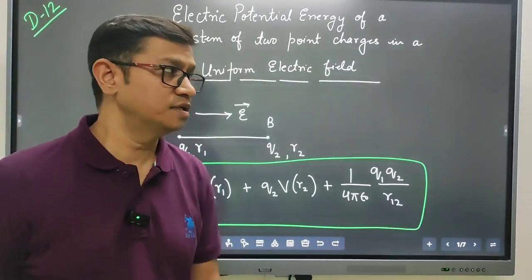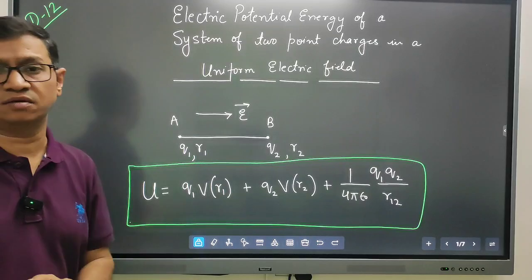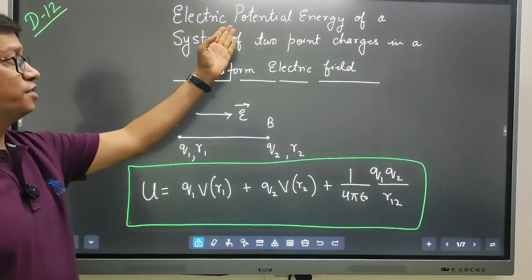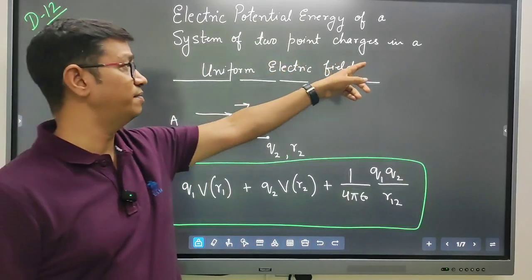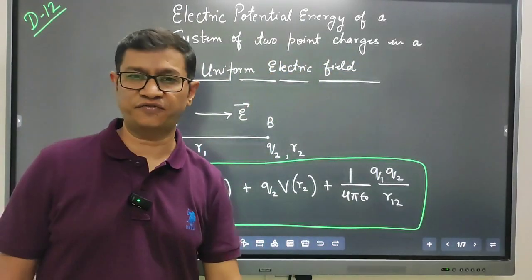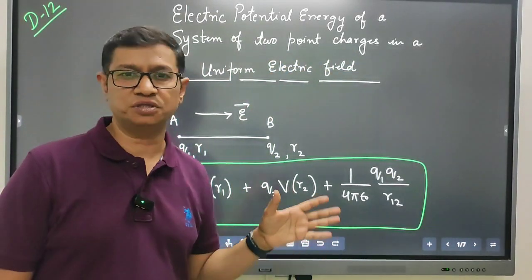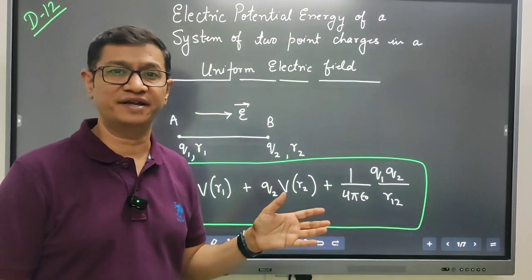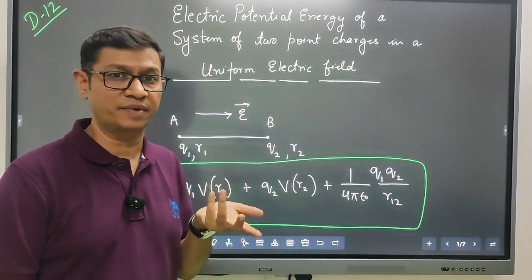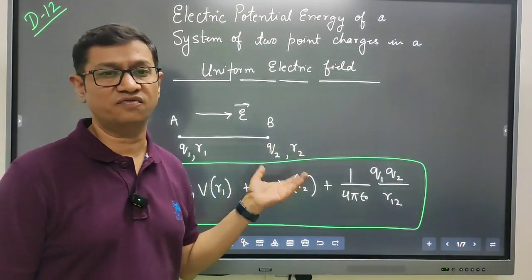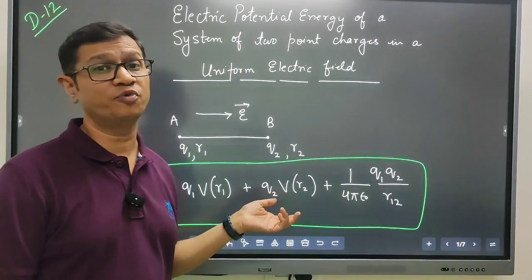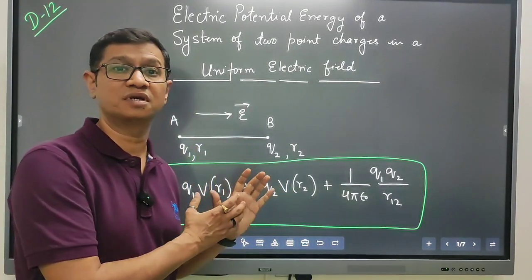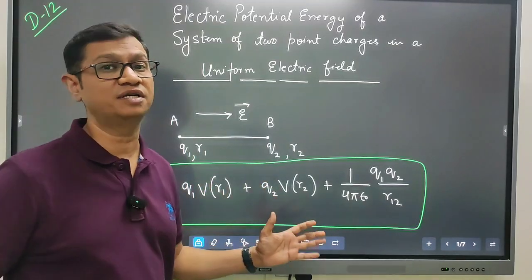Hello dear students, our next derivation number 12: electric potential energy of a system of 2-point charges which are kept in a uniform electric field. This is not a derivation as such, but since it is part of NCERT and you never know what can come in the exam, from a derivation perspective I don't think it is really important, but it is important from an exam point of view because often this is a small portion and it gets lost in the complete chapter.